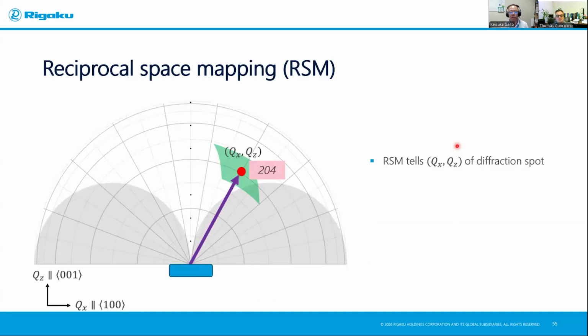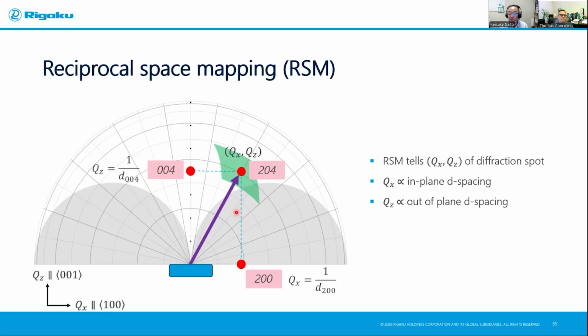All right, so how do we interpret it? Assuming we measure 204, now the a-axis 100 direction is parallel to the qx, which means the in-plane direction, and the out-of-plane is the 001 c-axis direction. By knowing the qx and qz, the qx corresponds to the 200 d spacing, and the qz is proportional to the inverse of the d004. By that, you can calculate the in-plane and out-of-plane lattice parameters from a single reciprocal space mapping result.